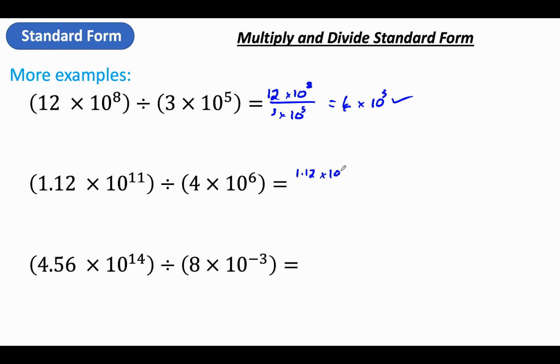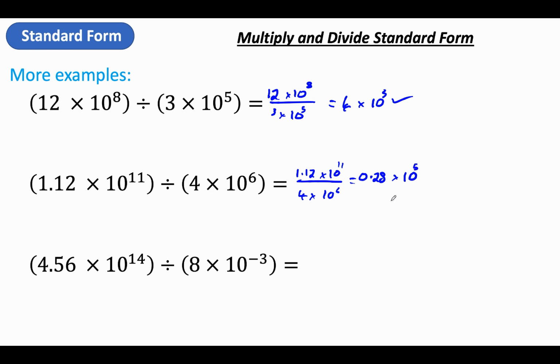1.12 times 10 to the power of 11, and 4 times 10 to the power of 6. Okay, so we're going to divide the decimals. Now I'm going to use a calculator here. 1.12 divided by 4 is 0.28. 0.28 times, and we're going to subtract our powers. So 11, take away the 6, leaves 5. So 10 to the power of 5.